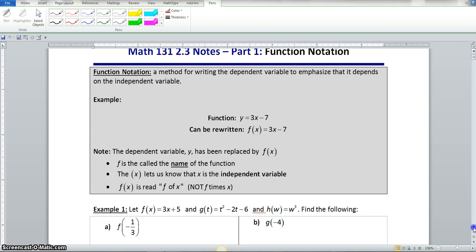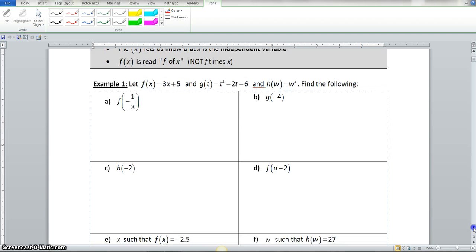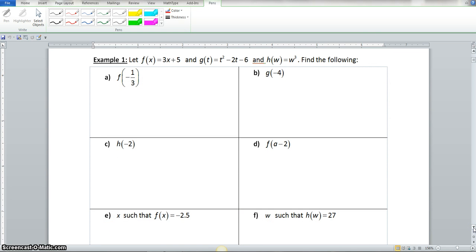Now, we go down here to example one. It says let f of x equals 3x plus 5, and g of t equals t squared minus 2t minus 6, and h of w equals w cubed. Find the following. Okay, so now what we have to do is this here. We look at our lead letter here, which is f. That tells us we're going to use this f formula, or this f equation.